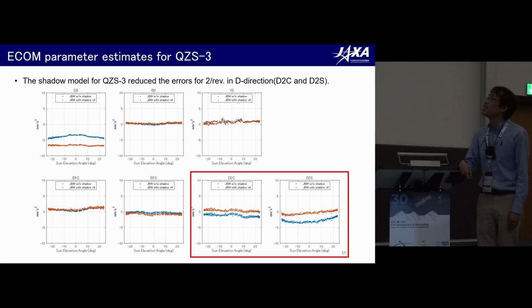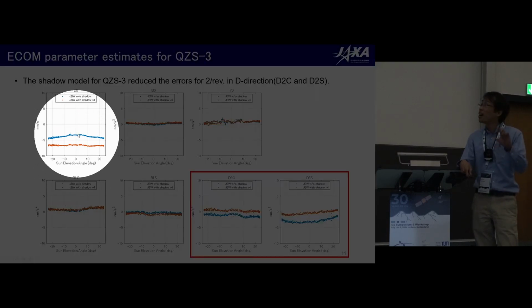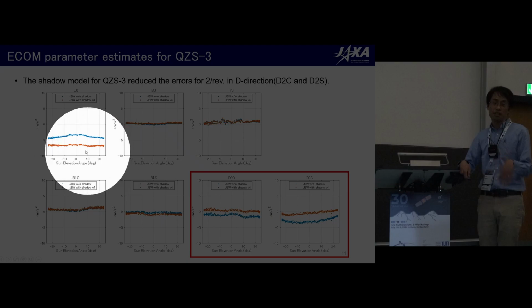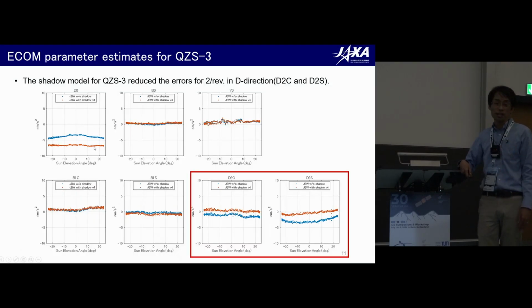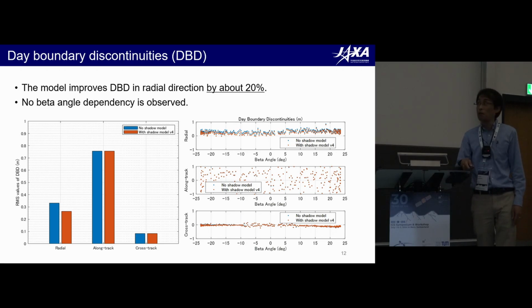You may find another difference in D0, the constant term in the D direction. Actually the offset in the D direction is slightly larger than when not considering the shadowing effect, but the variation depending on the beta angle is decreased using our model.